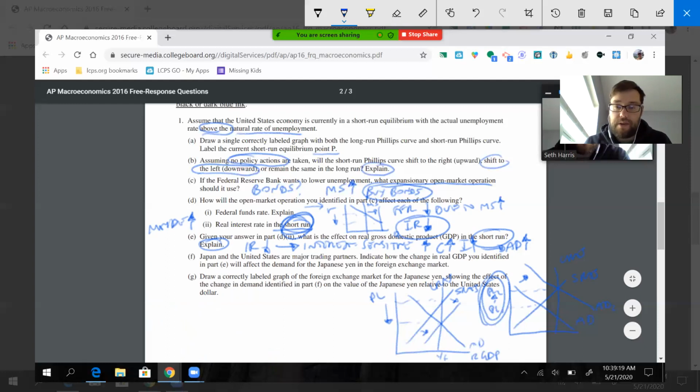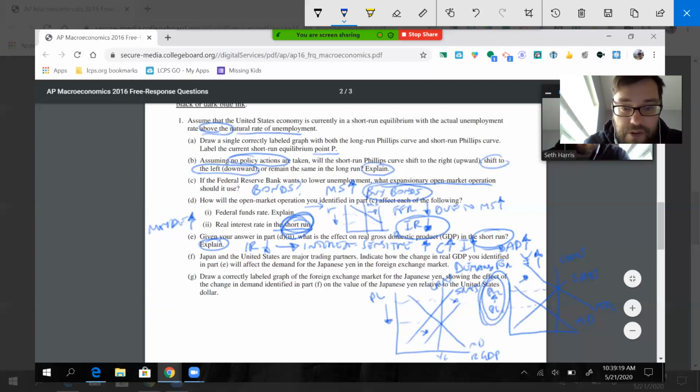Okay, so increase in real GDP, right? Stimulating aggregate demand stimulates demand for imports, right? So when you're talking about a foreign currency, in this case Japan, demand for yen is going to increase. And we're going to show that effect in part G. So F really just wanted us to show the effect, so either positive or negative or no change. So that's really all we need for part F.